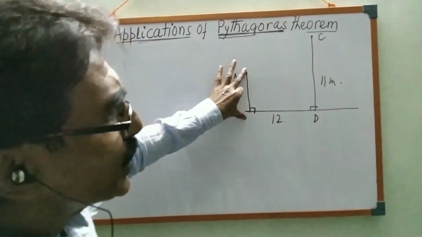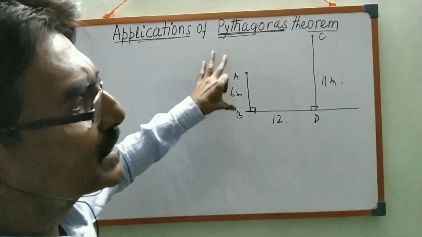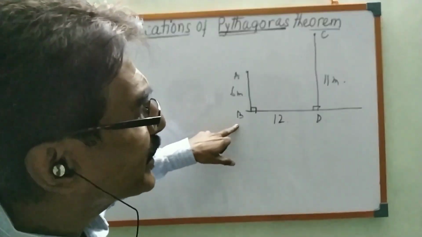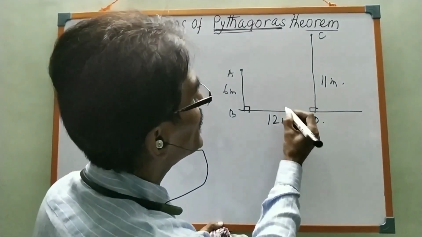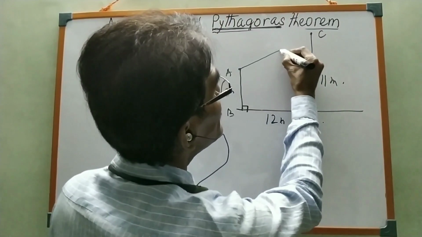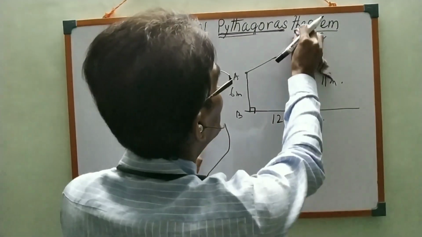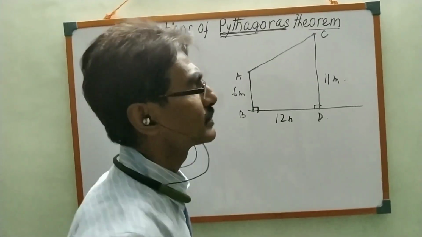This is the first pole. This is the second pole. The length of the first one is 6 meter. The length of the second one is 11 meter. Distance between their feet, what? 12 meter. What is the question? Find the distance between their tops. So first you join the tops.